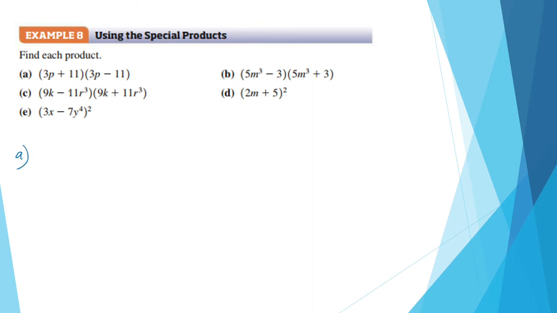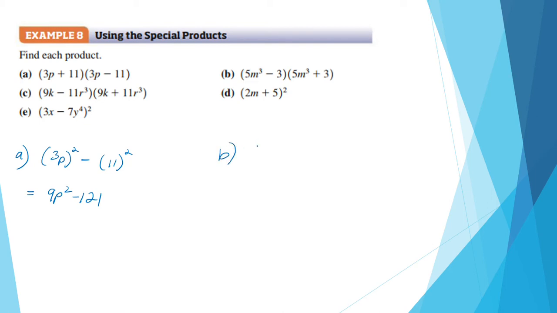Part A. We want to multiply 3p plus 11 times 3p minus 11. I'm going to use our formula for part A. This is equivalent to 3p squared minus 11 squared. So we can simplify this as 9p squared minus 121. I'm using the formula, and it makes this problem pretty easy. You can also try to FOIL, but you'll get the same thing.